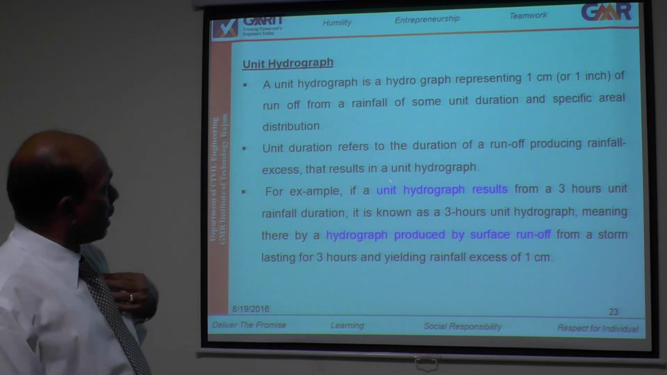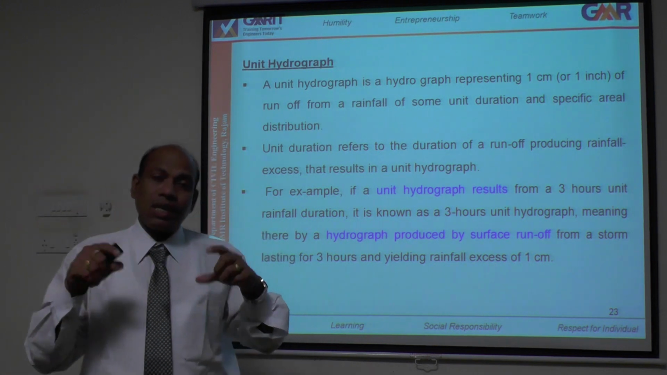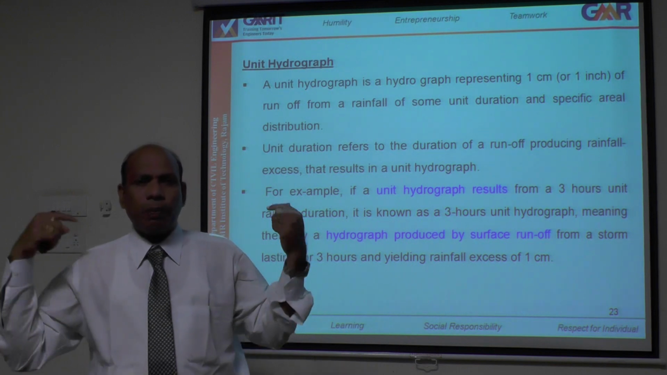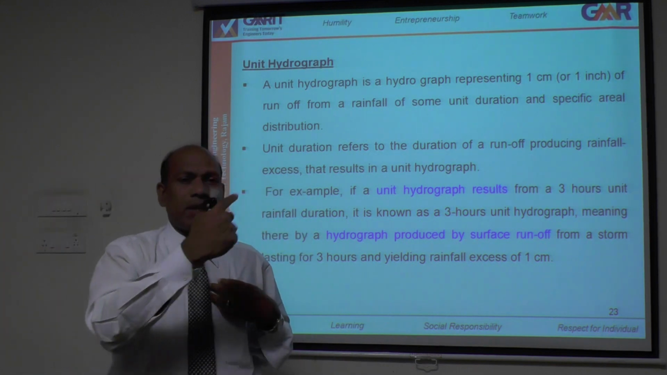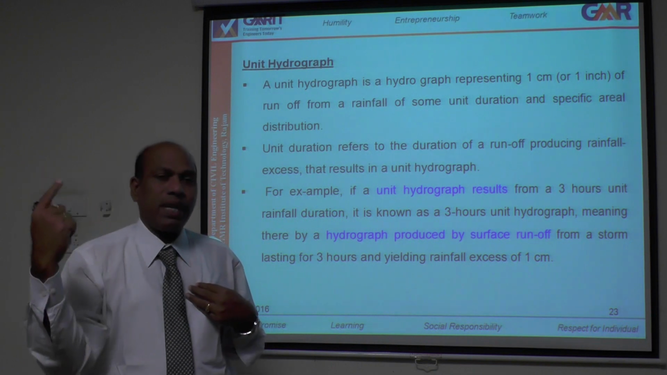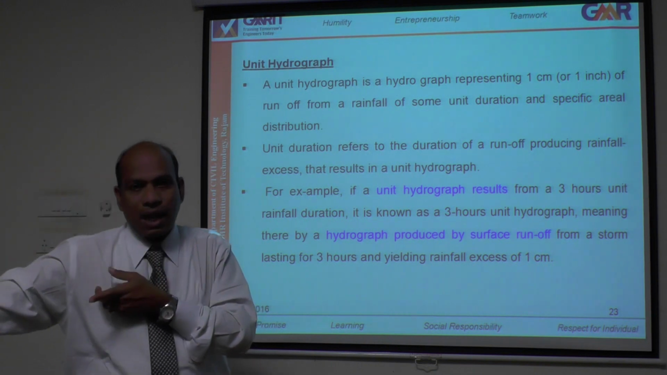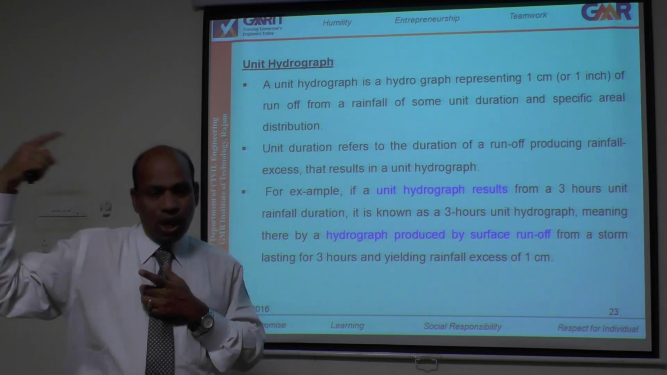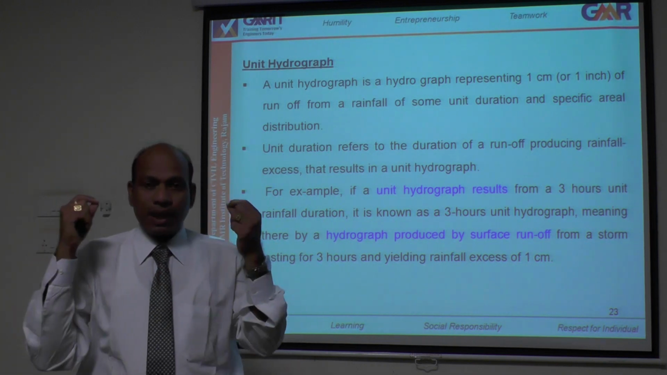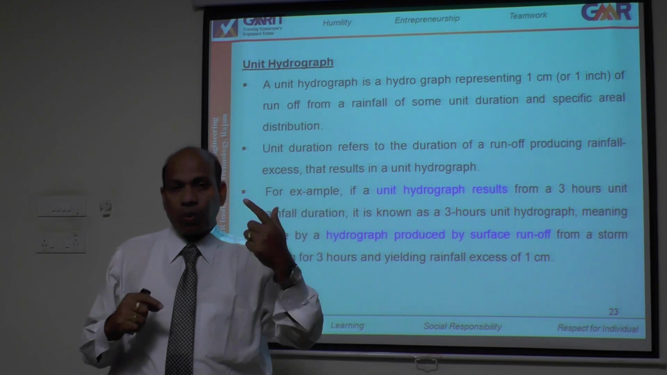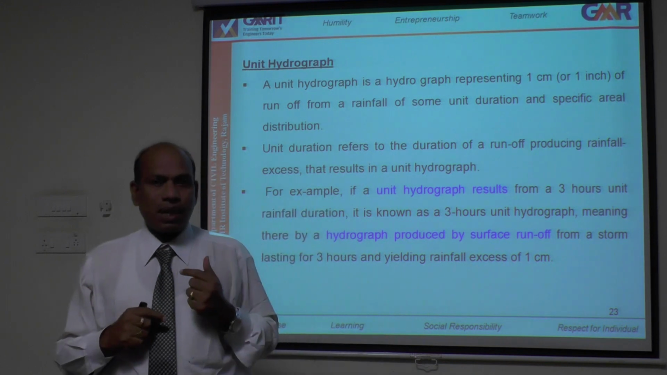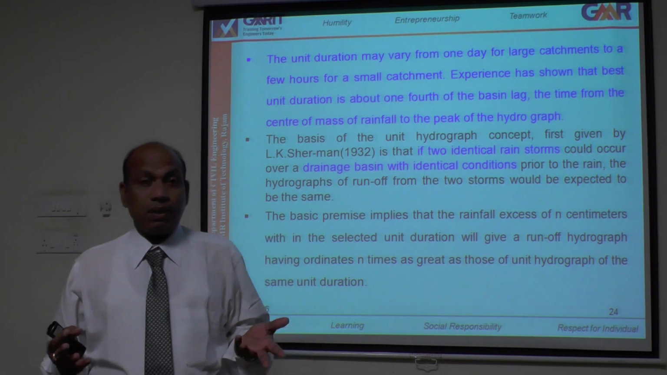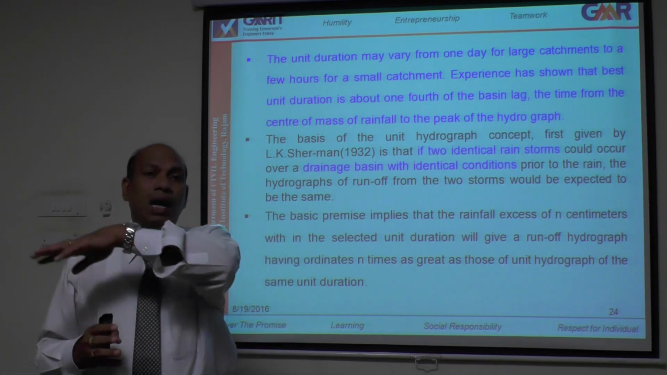That is the unit duration, and specified areal distribution means the rainfall should be falling on the catchment of Vamsadhara or Nagavali only. If we are going to take the Nagavali river, then the catchment should be considered as Nagavali river. Then if we take the Vamsadhara river, here also we are going to take the catchment concerned to that Vamsadhara river. The unit duration may vary, depending upon the catchment area.